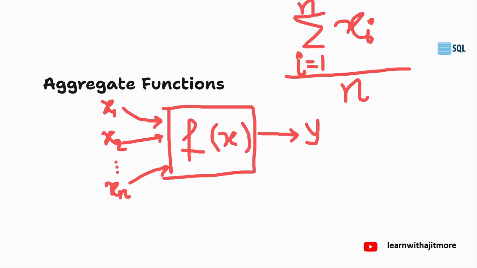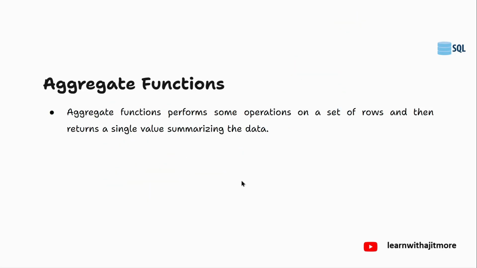All these functions we will learn one by one. But always remember, aggregate functions produce only a single value as a result. They take input as one or more values, summarize all those values, and give you only one value as a result, a single value.